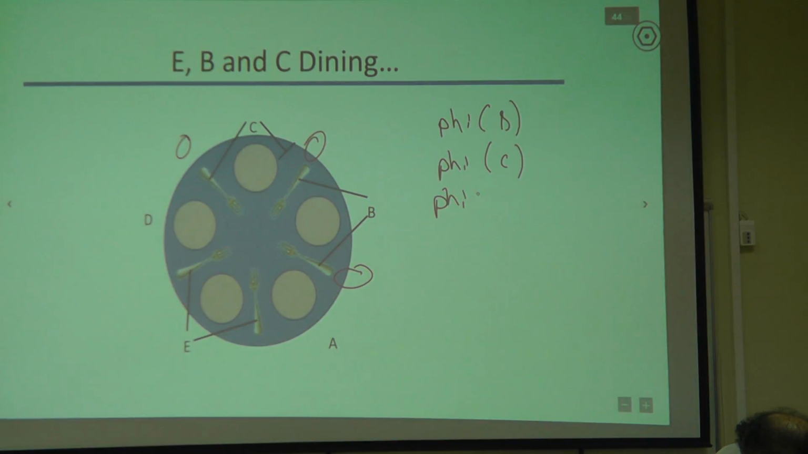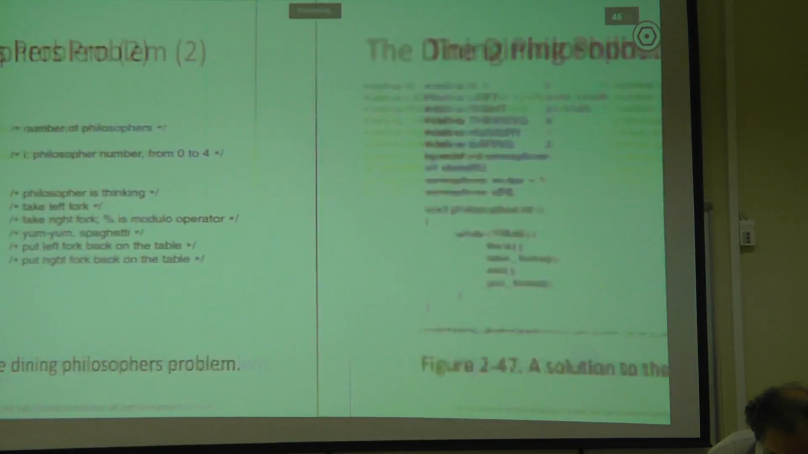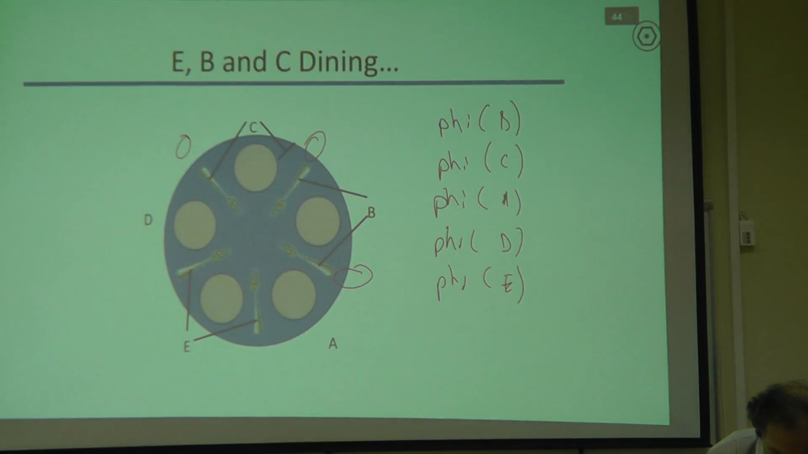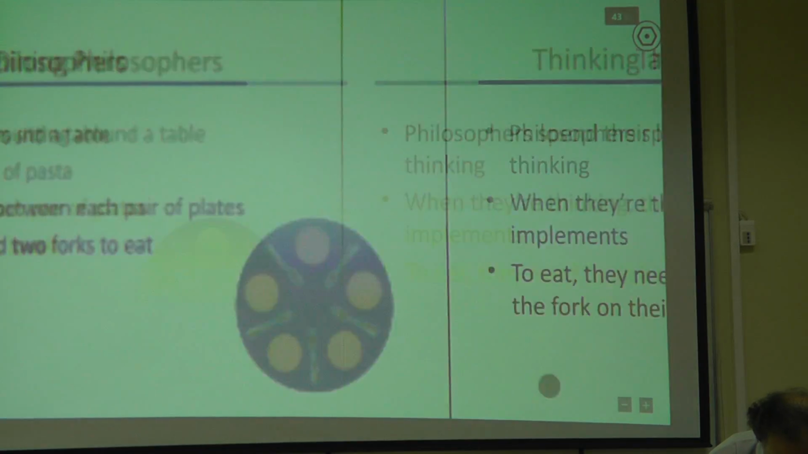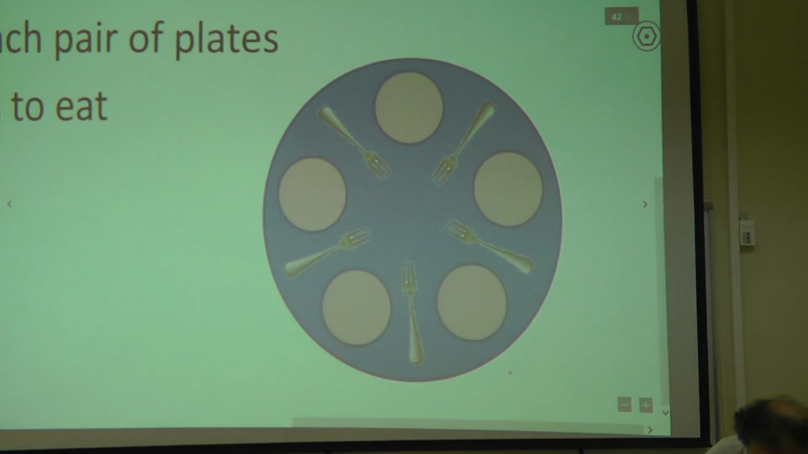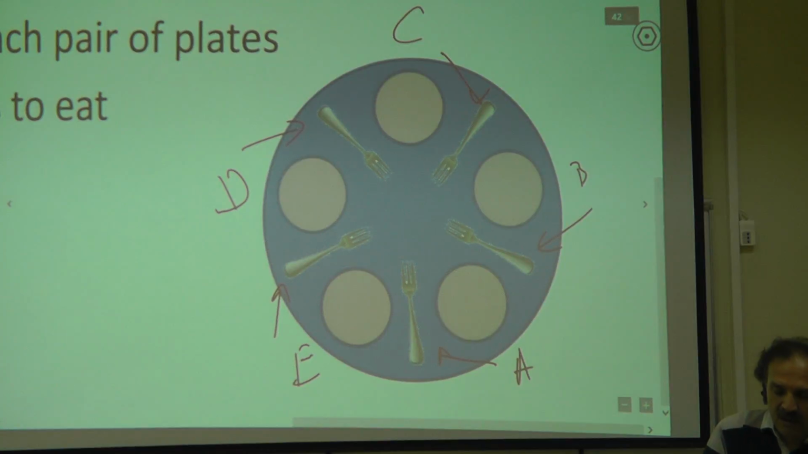When all of them, A, B, C, D, and E, start thinking at the same time, when all of them come to this line at the same time. So each one will take, A will take this fork, B will take this fork, C will take this fork, D will take this fork, and E will take this fork. Okay, so they took their first forks and they are trying to take their second fork.